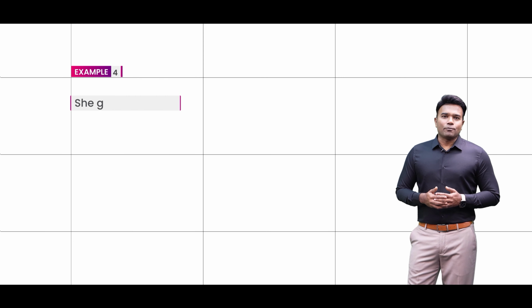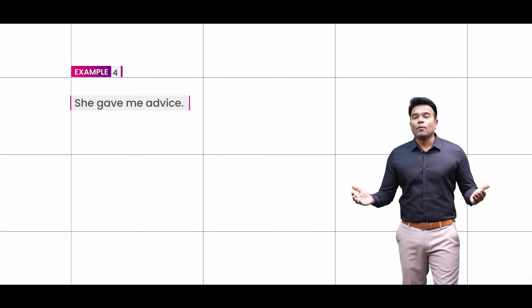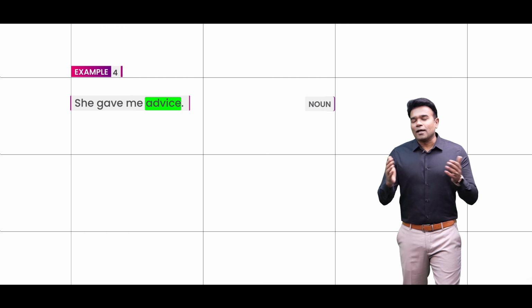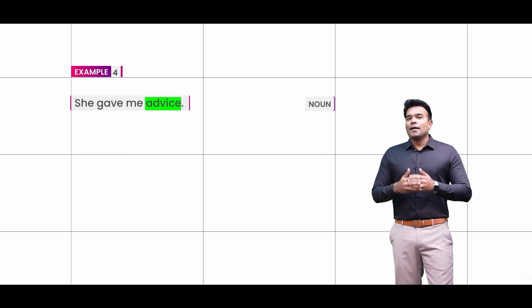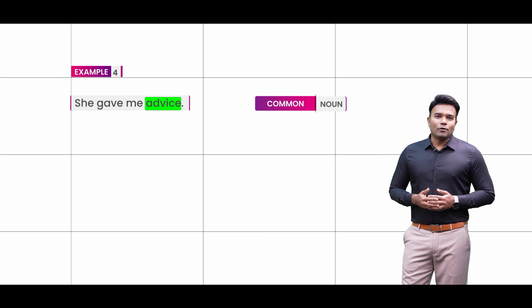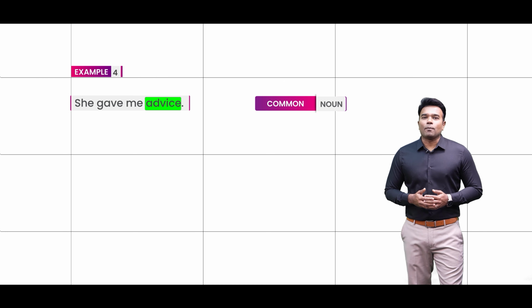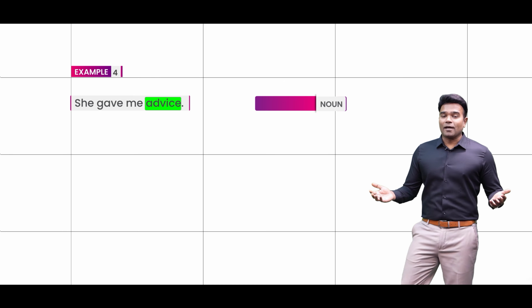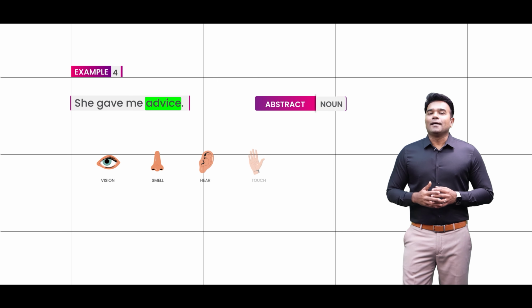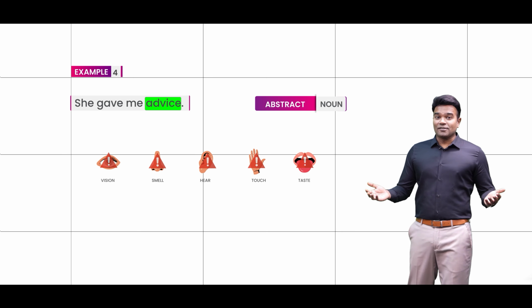Now, have a look at this sentence. She gave me advice. Well, in this sentence, obviously the word advice happens to be a noun. Not just is it a noun, it is a common noun, because we do not know what specific advice she has given. But not just is it a common noun, it also happens to be an abstract noun, because advice is something which you cannot perceive using your 5 sense organs.